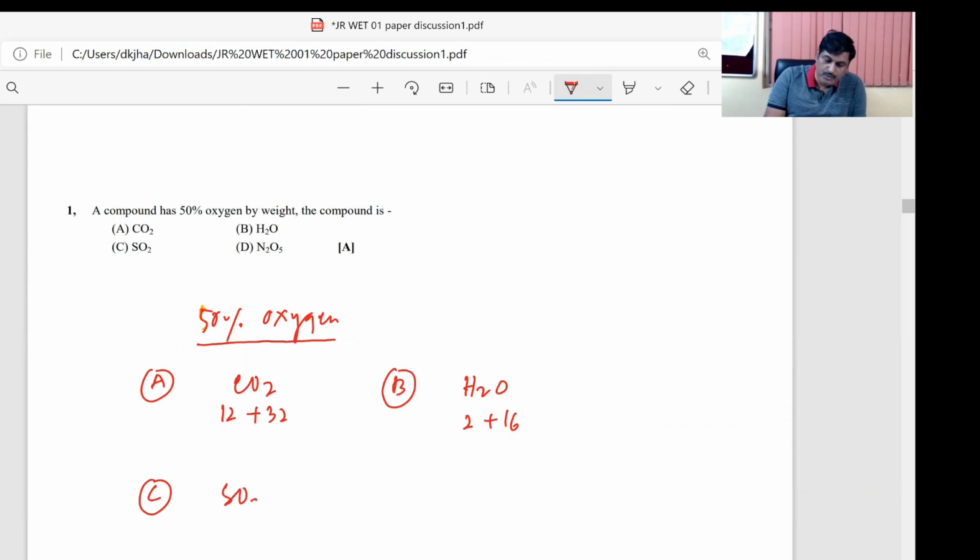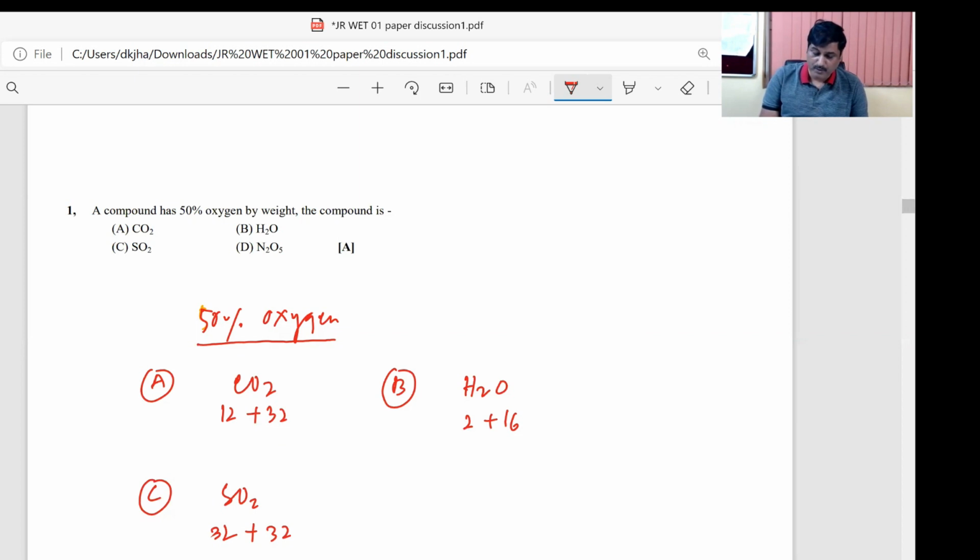Then SO2. In SO2, sulfur, how much weight? 32, plus oxygen is also 32. So in this case, oxygen is 32 and this one is 32, so the total weight is 64. Oxygen 32 gram. This one is 50% by weight, right? So the oxygen is 50%.